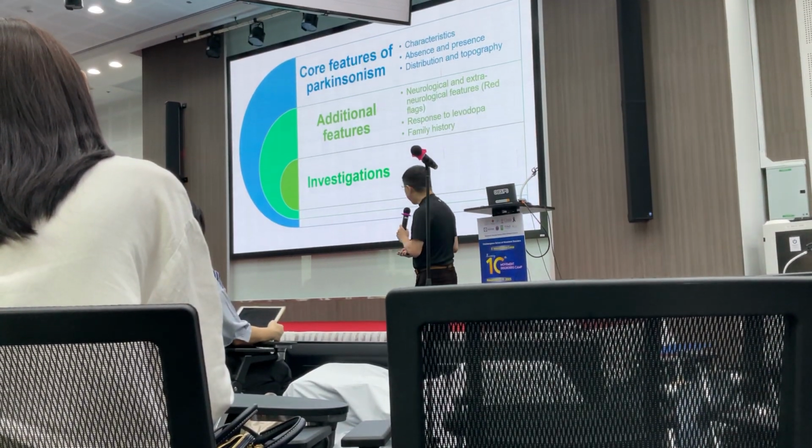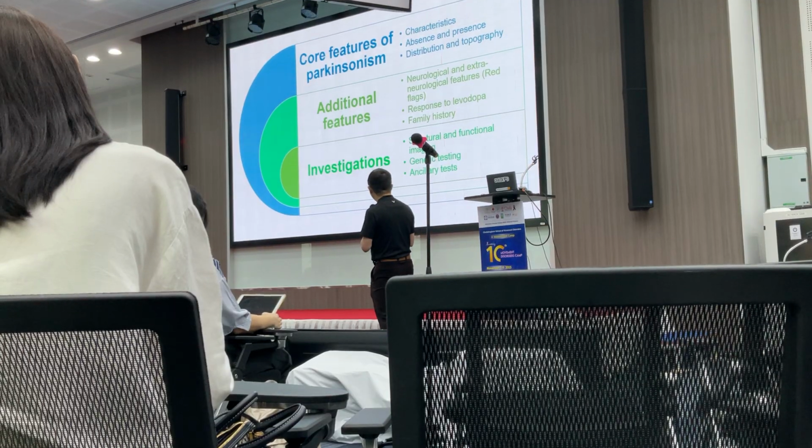I'll show you some core features of parkinsonism: which ones are present, which is good for recognizing it. Absence of those core features is also important. Distribution and topography we need to be aware of. And then this one doesn't work very well. And then we're going to tackle all these additional features, in which I'm going to highlight a few neurological and extra-neurological features. I'm not going to focus on the investigations because there are subsequent lectures that will focus on imaging and so on.